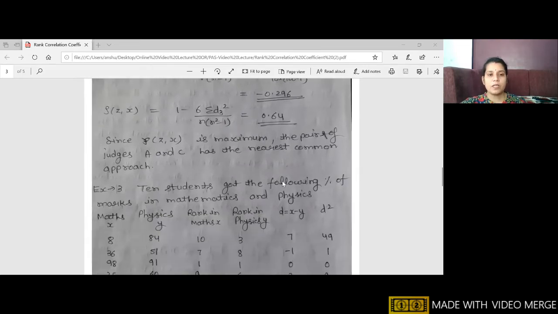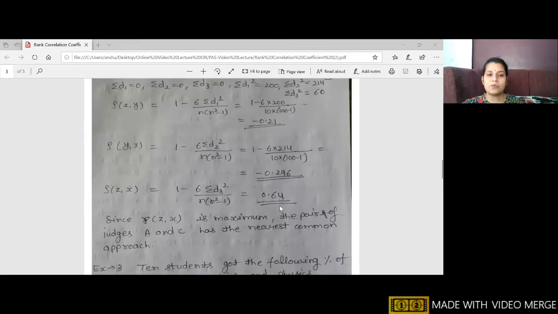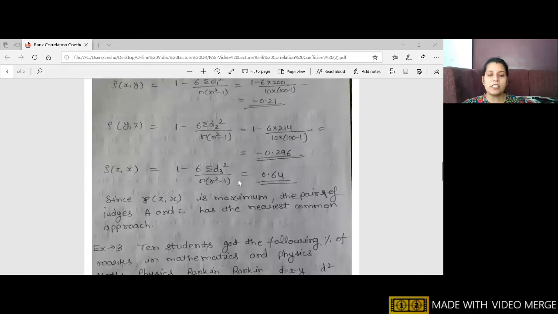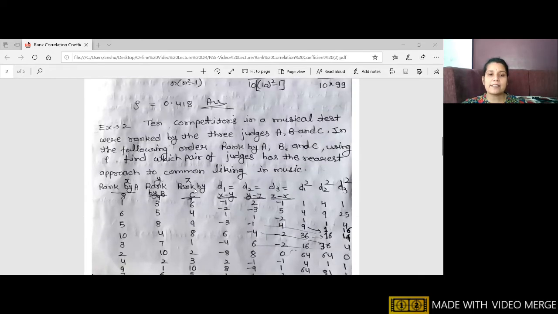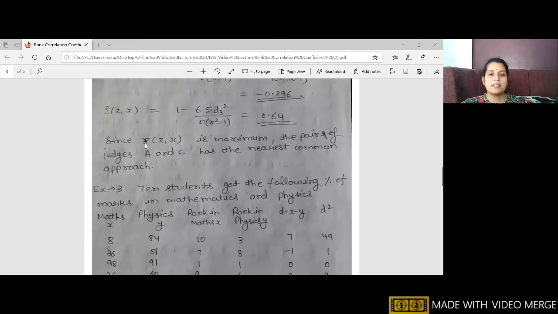Got it? So the final answer is, what is the maximum value? These two values are negative, but this value is positive. So obviously the maximum value is 0.64. So 0.64 according to judges, what? ZX, that means rank by A and rank by C. So here, since rho Z comma X is maximum, the pair of judges A and C has the nearest common approach. Got it? This is a very easy topic, rank correlation.